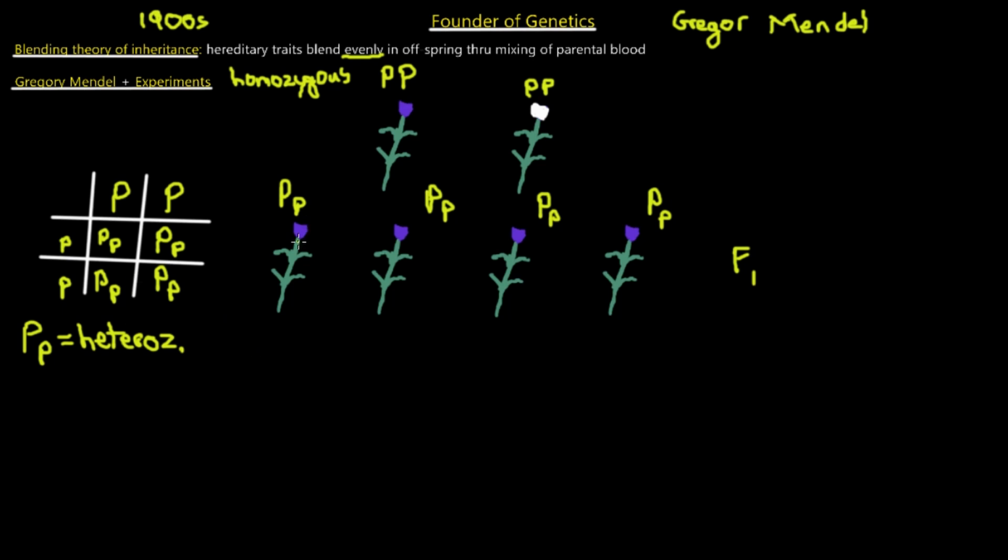Now, what's interesting is that despite them being heterozygous, they all had purple flowers. They were not white. They were not a mixture of purple and white. They were simply all purple flowers. And that states that the purple flower allele is dominant over the white flower allele, which is going to be recessive, because the protein that's going to be produced by this allele is going to be expressed more than the protein produced by the recessive allele of the white flower.